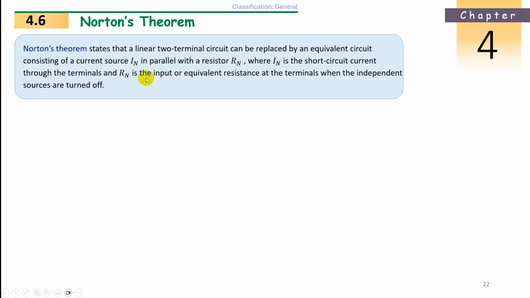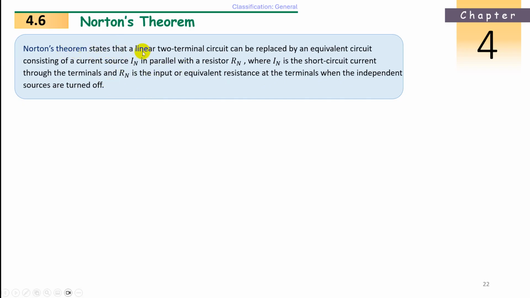RN is the input or equivalent resistance at the terminals when the independent sources are turned off. So RN is the same as RThevenin. We have to look back into those terminals, open circuit the current sources if any, and short circuit the voltage sources if any, and find the equivalent resistance if all our independent sources are there. The same rule applies for dependent sources, which will come in later. So this is your definition.